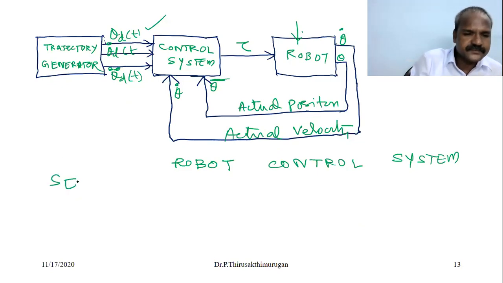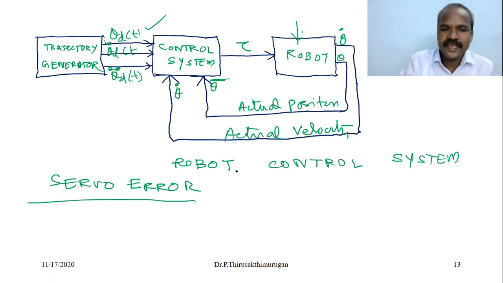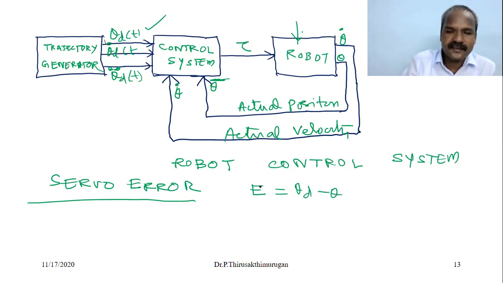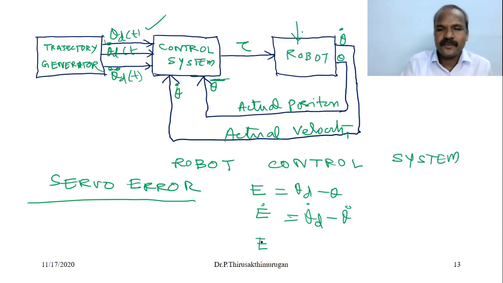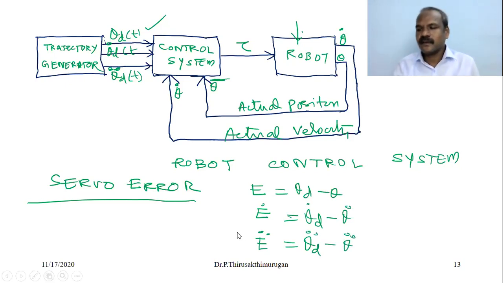What is servo error? The error between the actual and the desired. Any feedback system generates the servo error. E equals theta d minus theta. This is the position error. The velocity error is theta d dot minus theta dot. For acceleration, theta d double dot minus theta double dot. So these are all errors.